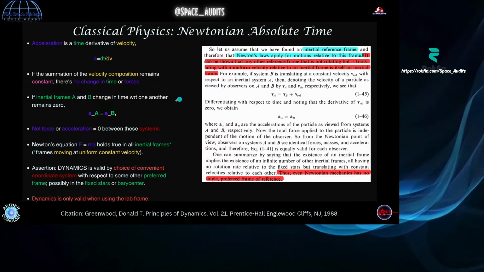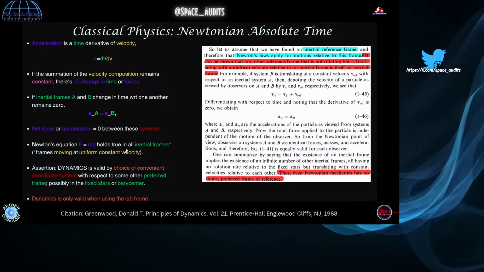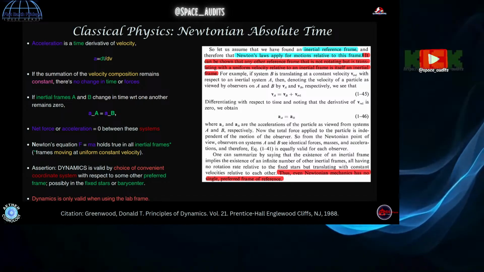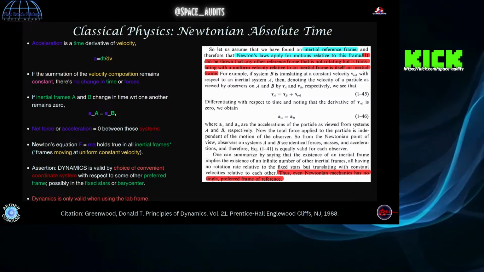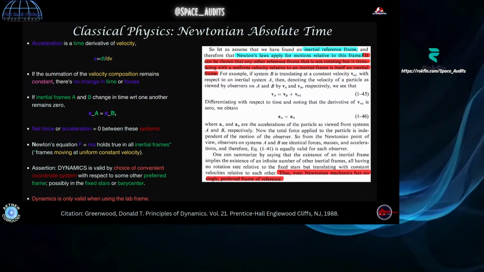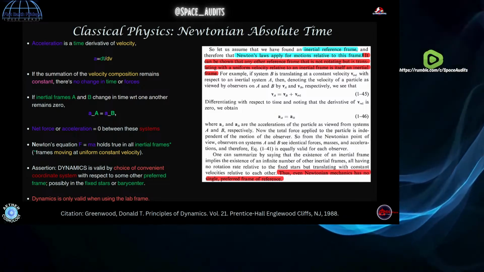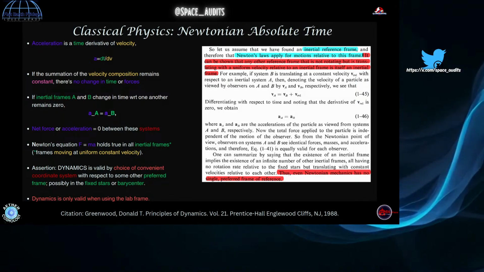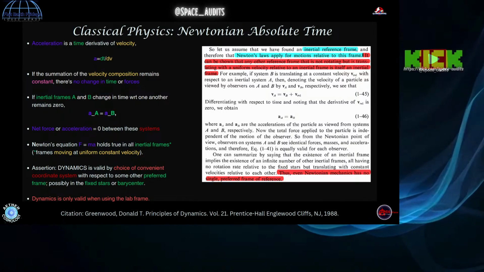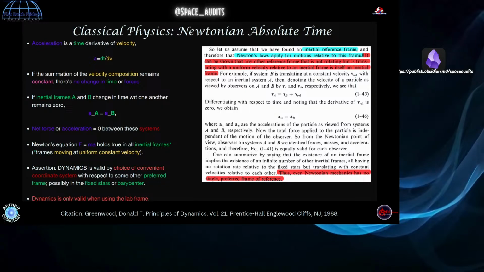So anyway, just to reiterate here, the assertion is that dynamics is valid by choice of convenient coordinate systems with respect to some other preferred frame, possibly the stars or the barycenter. Dynamics is only valid when using the lab frame, and relative motion is only true explicitly when you're doing kinematics, when you're not accounting for actual forces or anything like that.